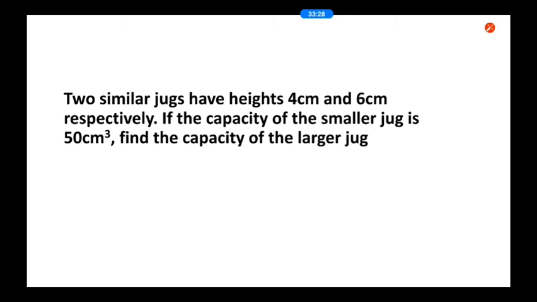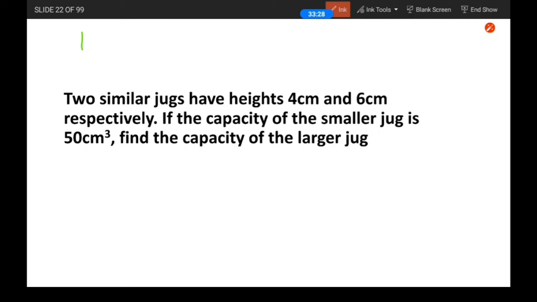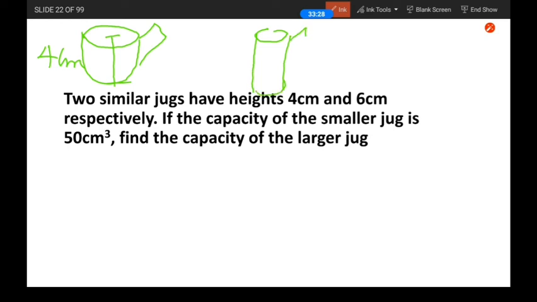Now look at this question also. This is similar shapes. Two similar jugs have height of 4 centimeters. There is a jug. Look at the jug here. You can draw it so that you can understand better. So the height of this one is 4 centimeters. And there is another jug. The height is 6 centimeters.